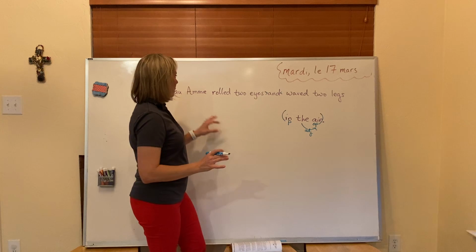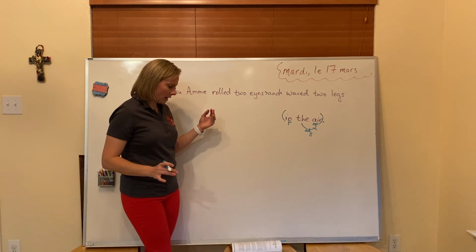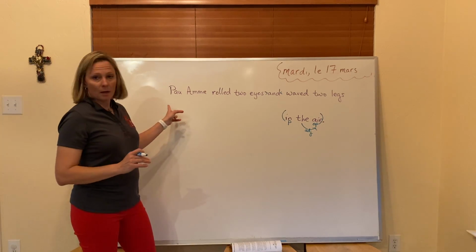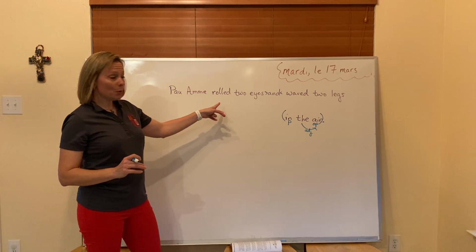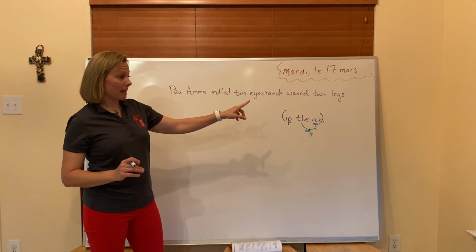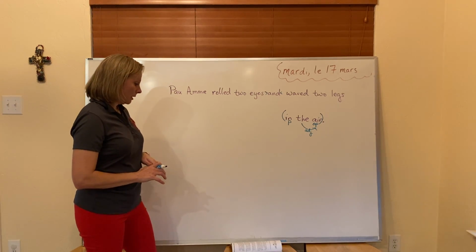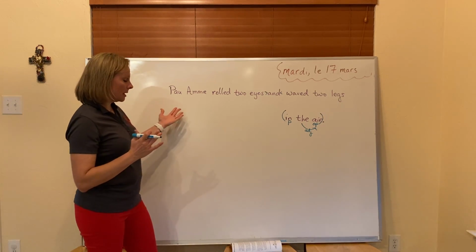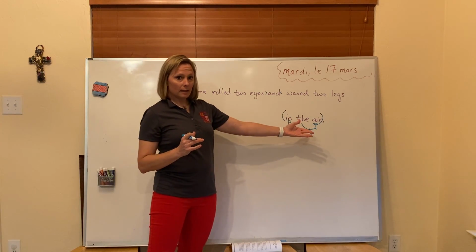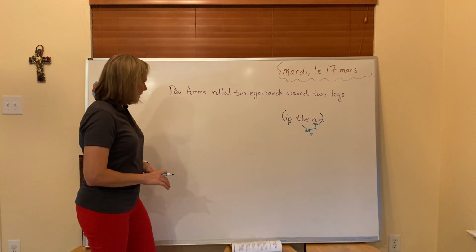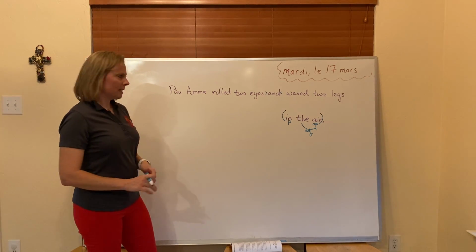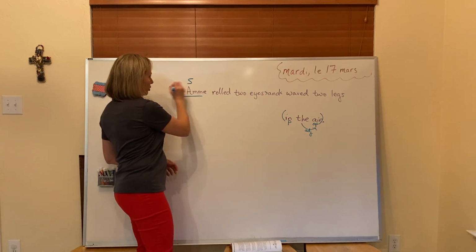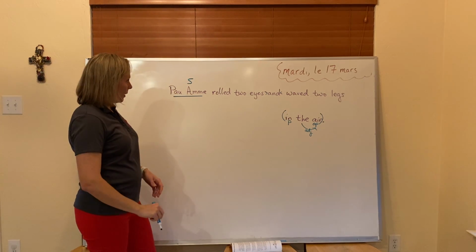Yes, we have. Now we are ready to go on and read our sentence again and go on to principal elements. Pau Ama rolled two eyes and waved two legs in the air. Now what do we say? We say, this is a sentence and it is declarative. What is this sentence about? It's about Pau Ama. We'll underline that and write S for subject. What does Pau Ama do?